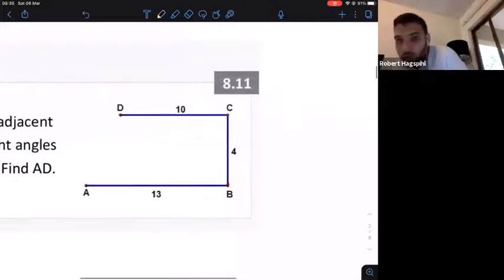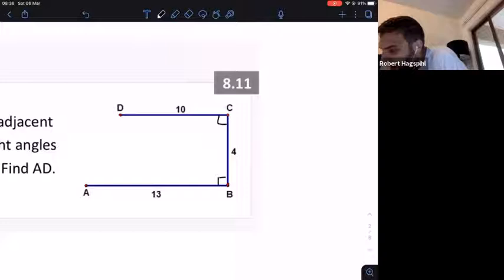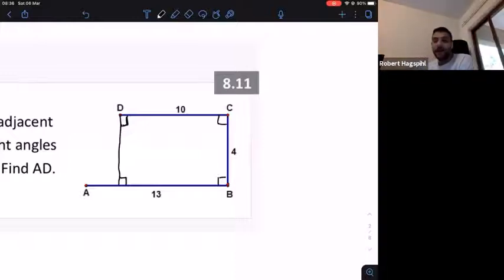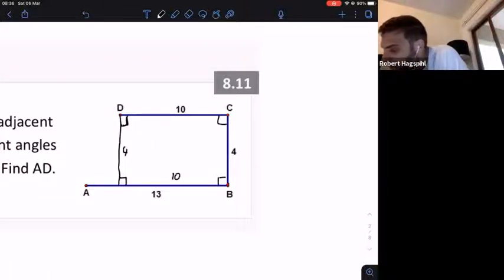So what I'm going to do is, all of these are right angles. If I draw a line down here at right angles, that would make this a rectangle. Then this would be equal to 4 and this would be equal to 10. And if this length is equal to 10 and the whole length is equal to 13, that would make this 3.